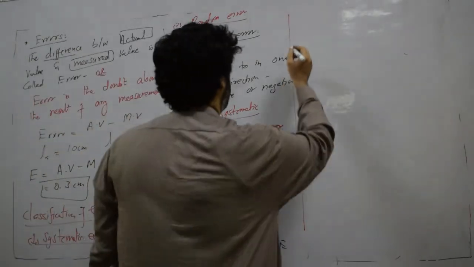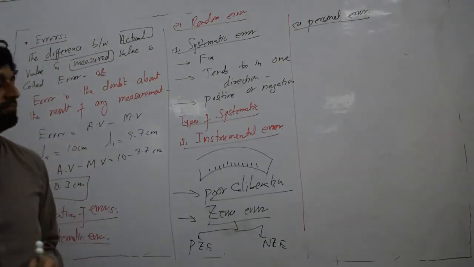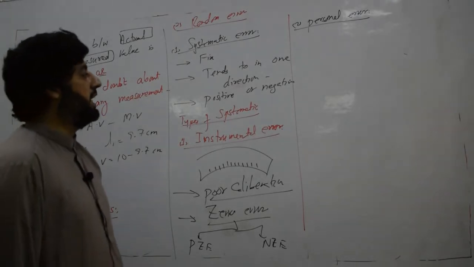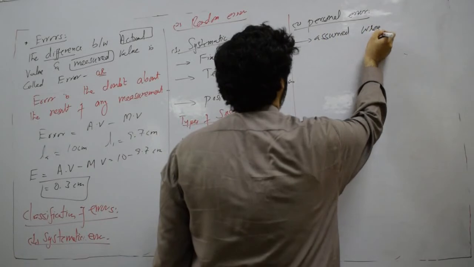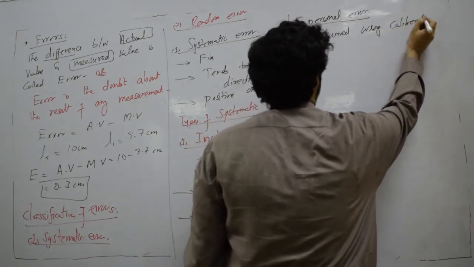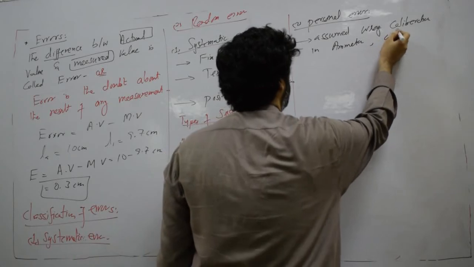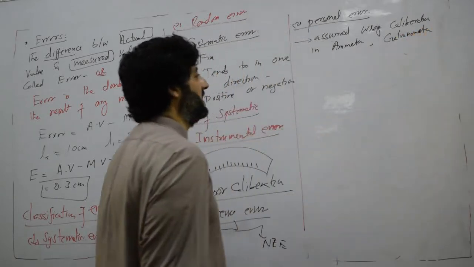Another type of systematic error is personal error. How can we define it? The error due to the carelessness or improper knowledge of the measuring instruments, or incorrect reading of the scale by an experimenter, is called personal error. Suppose a person assumes wrong calibrations in an ammeter or galvanometer, so that is called personal error, or systematic error.